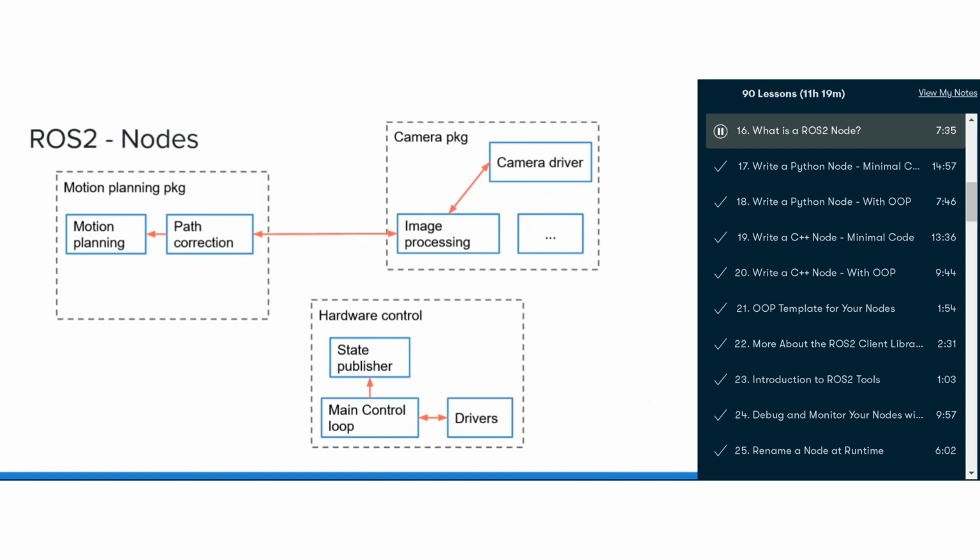We have three nodes in this package, and now the motion planning node from the motion planning package will send computed trajectories to the main control loop node inside the hardware control package. To complete the architecture, the hardware status of the robot is published, and both the motion planning and path correction nodes are getting those messages.